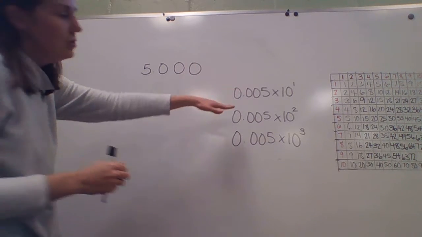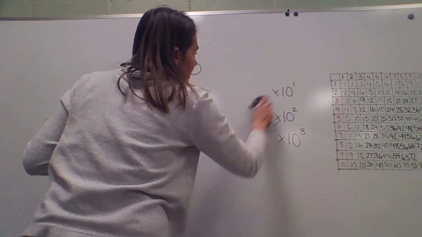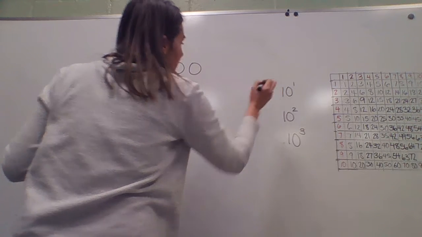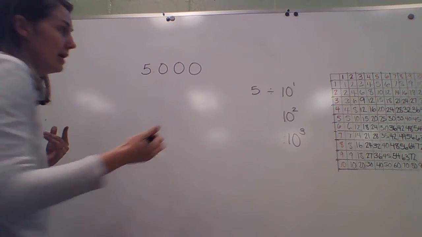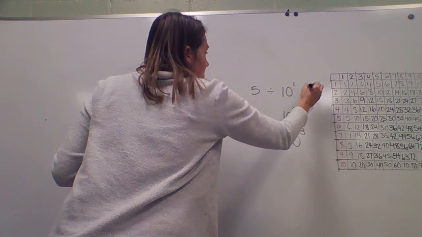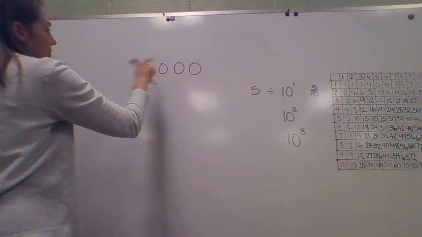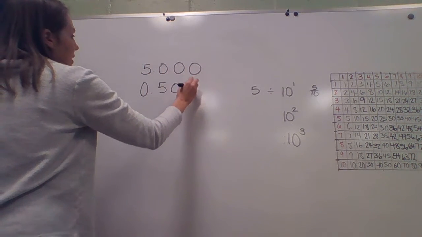Now instead of multiplying, we're going to be dividing. So we're going to say we have 5 divided by 10. So we have 5 tenths, right? Because we're thinking of that as a fraction, 5 tenths. We know that our 5 is going to move to the next place value over, and we could write it like this.